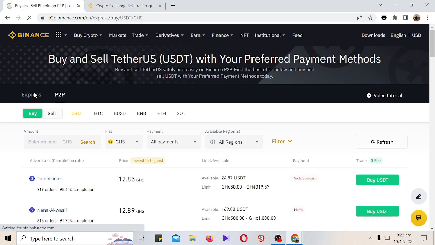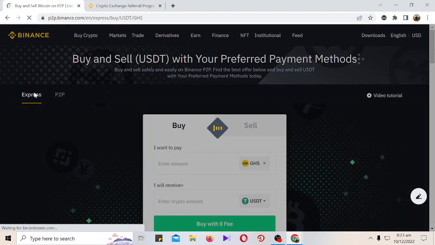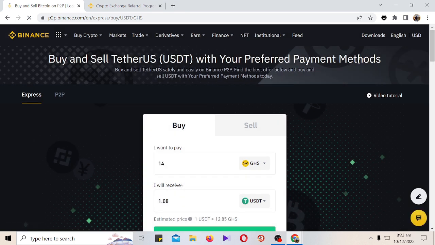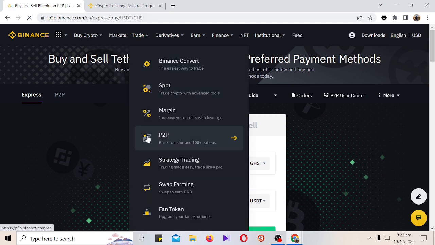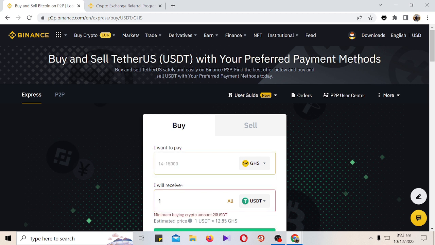What Express means is that Binance is going to sort out the good people who are verified for you to buy from. So let's say you want to fund your Binance account with 20 USDT and you have never used Binance P2P before. When you go to your trade section and you come to P2P here, then you click on Express. When you click on Express, then you enter the amount. Right now, 1 USDT is equivalent to 14 cedis. If you want to buy USDT, 1 USDT is equivalent to 14 cedis.